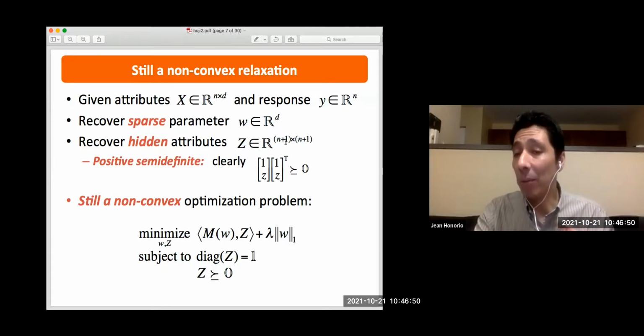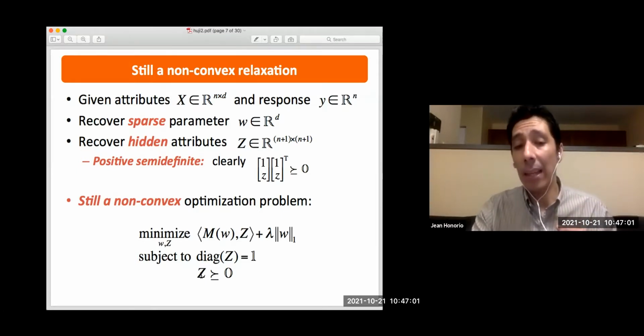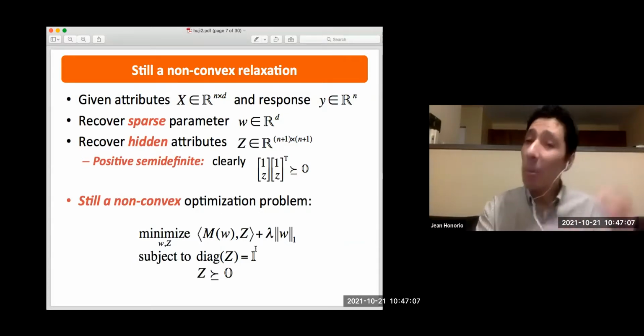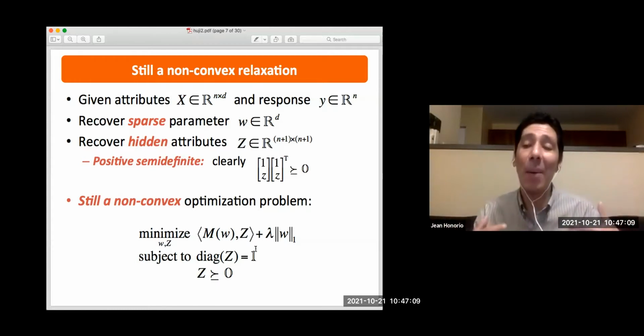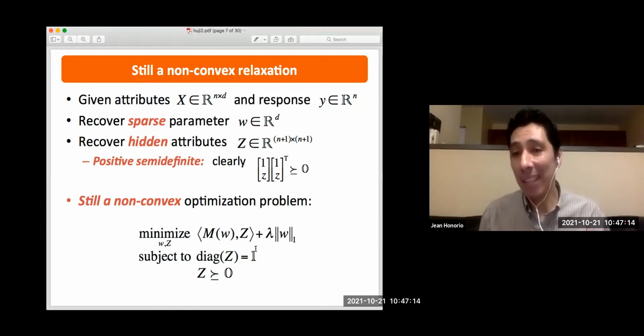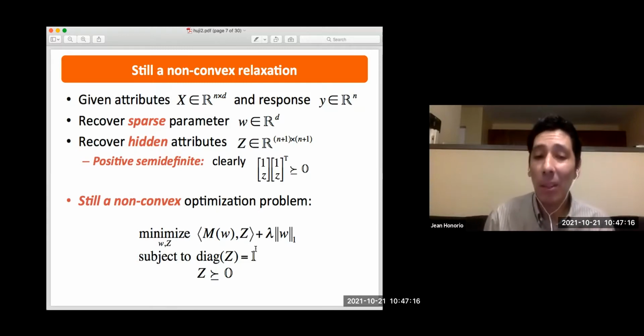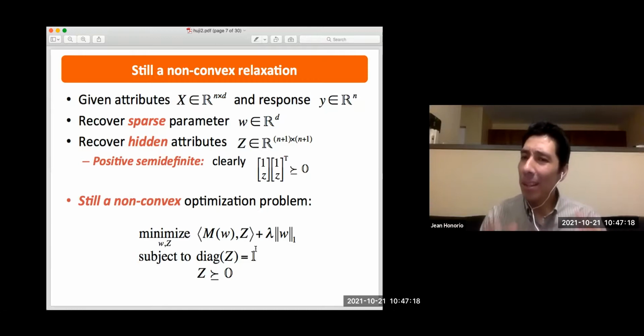And this is an n+1 times n+1 matrix. So whatever the rank 1 matrix was in the previous slide, I am putting here a capital Z. The diagonal of that capital Z is a vector of 1s. And that capital Z matrix is positive semi-definite because the rank 1 matrix is positive semi-definite. In other problems, whenever we do that, we end up having a convex optimization problem, but not in this one. So this problem is still a non-convex optimization problem. It has quite interesting structure though.